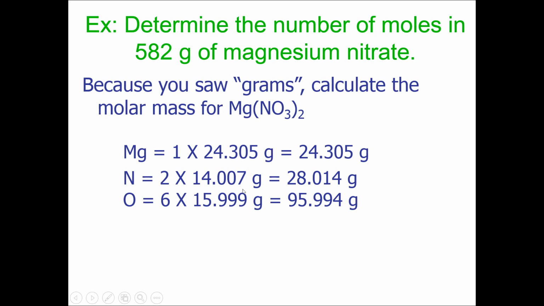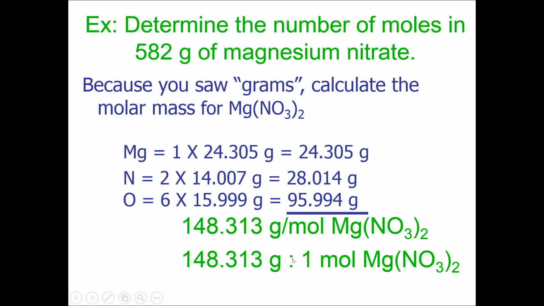2 atoms of nitrogen times the mass times 2. And we have 6 oxygens in the formula, not 5. We have 6, 3 times 2 here. So 6 times 15.999. This is our mass for oxygen. We add these all up together to calculate what is called the molar mass.